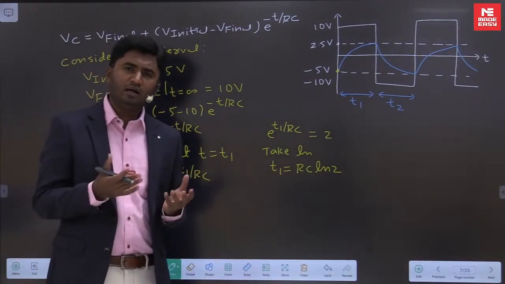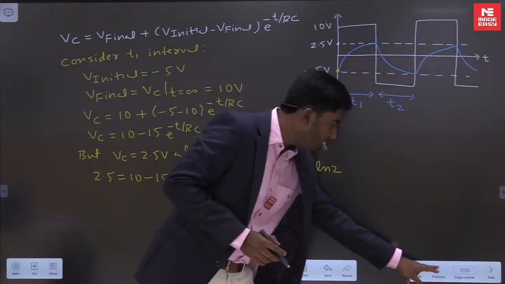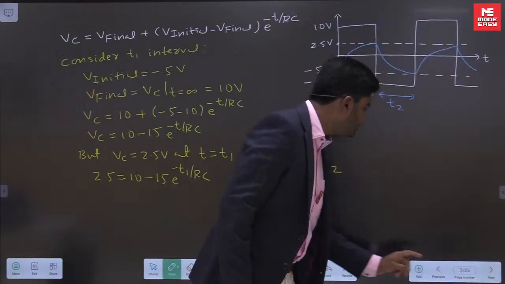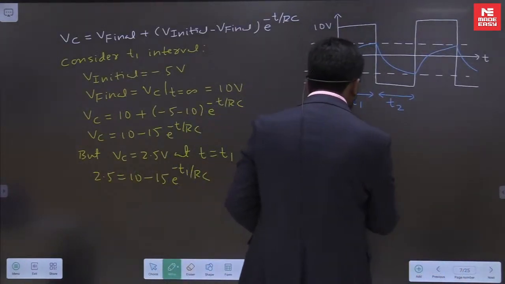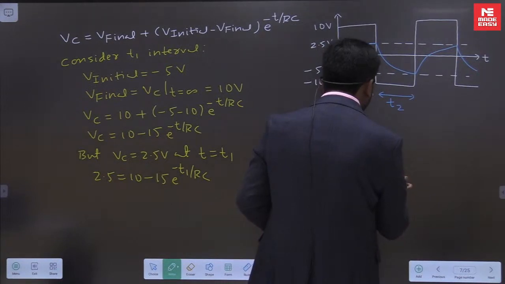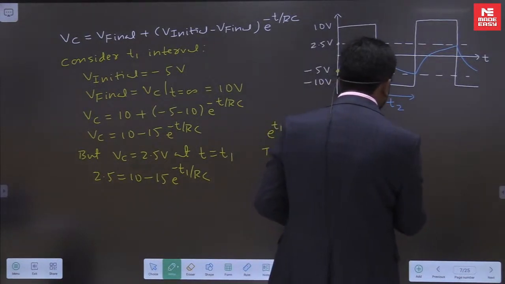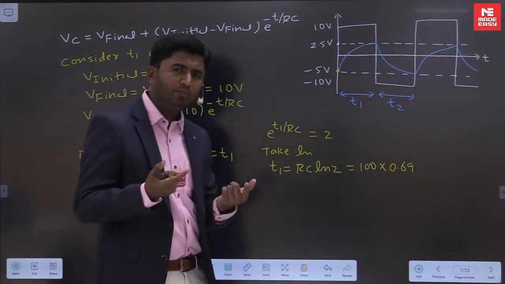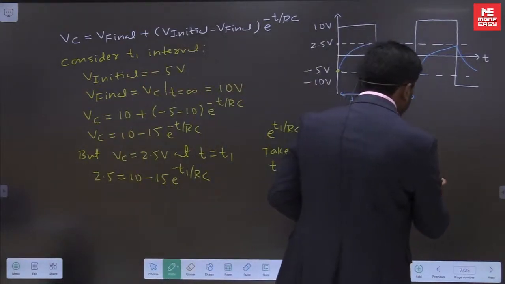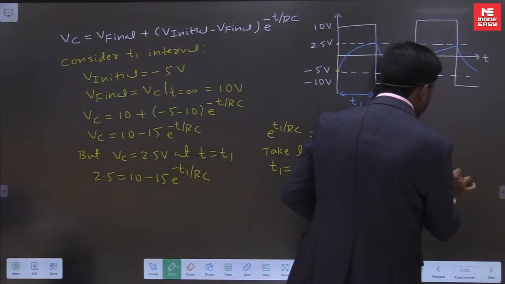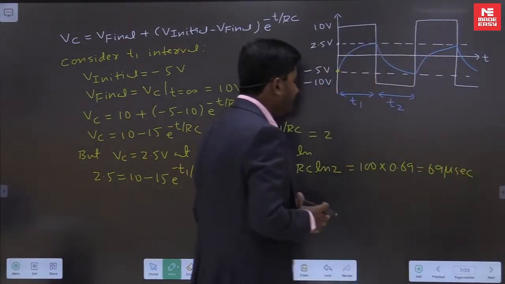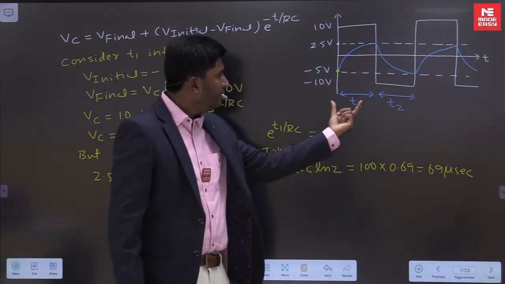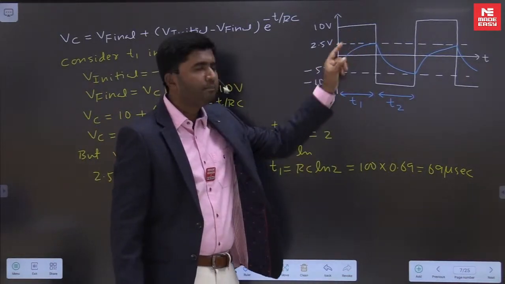That R into C is 100 microsecond, which we calculated here. R into C how much? 100 microsecond. You can substitute that here. It is 100 into ln2. ln2 is approximately 0.69. It will become 69 microseconds. So please remember, t1 is the interval where output is plus Vsat.